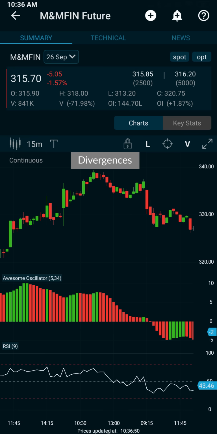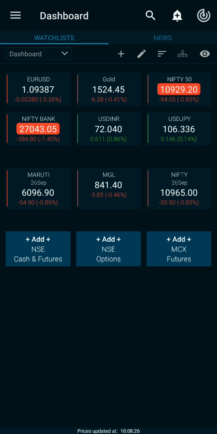Divergences. As with most momentum indicators, divergence between the price and the momentum can also be a useful clue as to what's going on in the market. For example, if you see the price making new highs but the AO indicator fails to make new highs, this is a bearish divergence. Similarly, if the price sets new lows and the AO fails to follow suit, this is a bullish divergence.